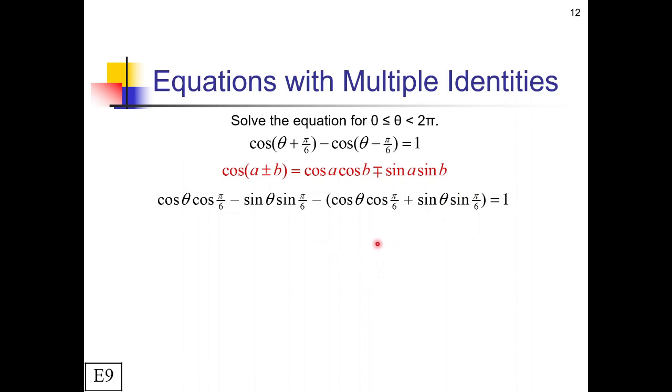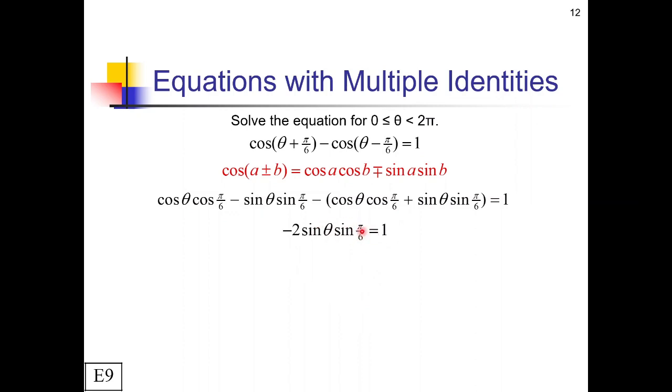But there is some good news. If we were to distribute this negative, we would have a negative cosine of theta cosine of pi over 6. Well, over here we have a positive cosine of theta cosine of pi over 6. So this cosine and this cosine are actually going to completely cancel out, which is awesome. We also have this minus sine theta sine pi over 6. And in here, this is going to be another minus sine theta sine pi over 6 once I distribute this negative. So if I have two of those, I can write negative 2 sine of theta sine of pi over 6 equals 1. So that is a lot nicer than what we started with, but it gets better.